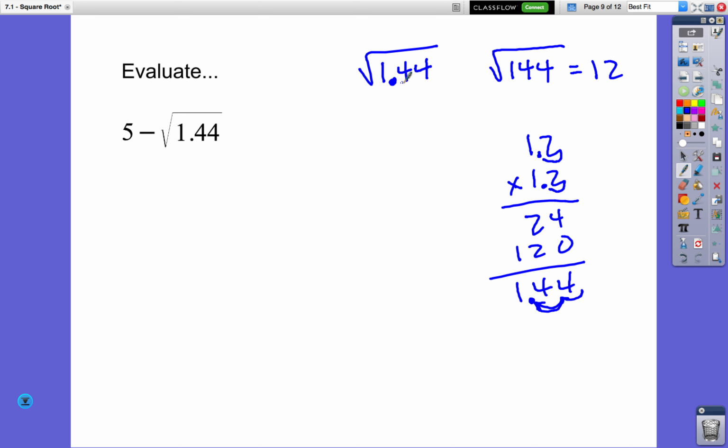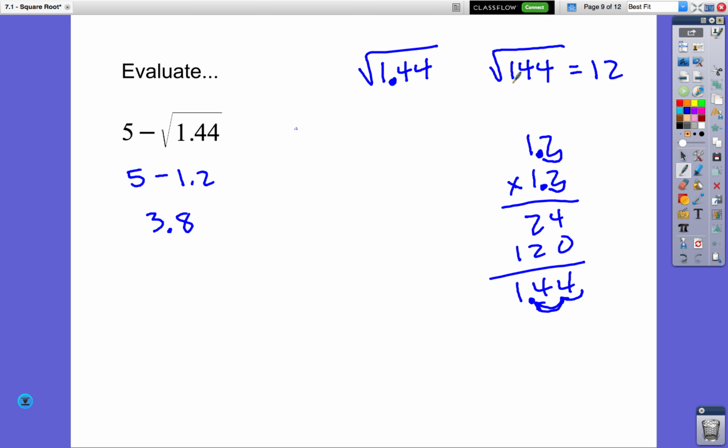So basically think about it this way, to get these 2 decimal places, one of the decimal places came from here, the other one came from here. So they get split equally. So in fact, what we get over here is 5 minus 1.2. Now, 5 minus 1.2, we just do the math, line up the decimals, and that would turn out to be 3.8.